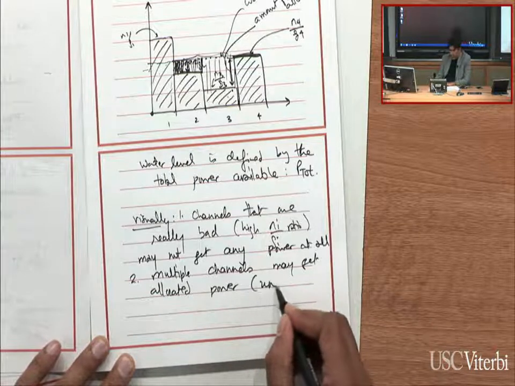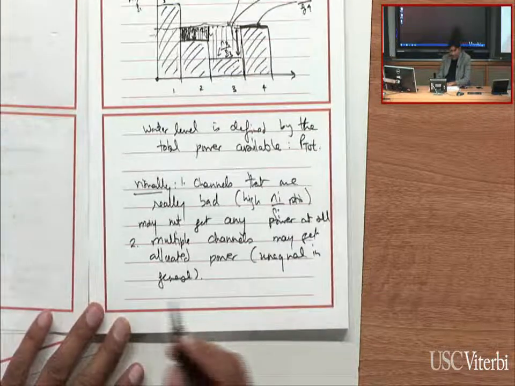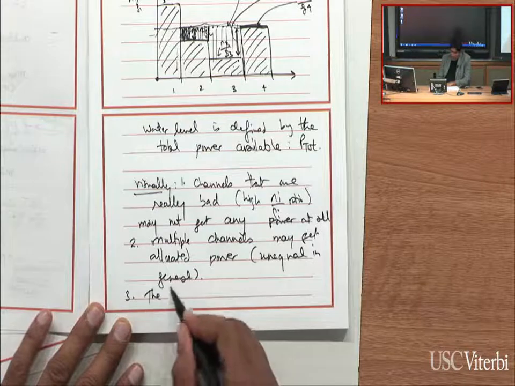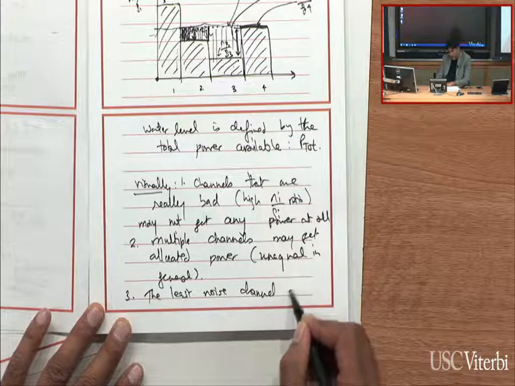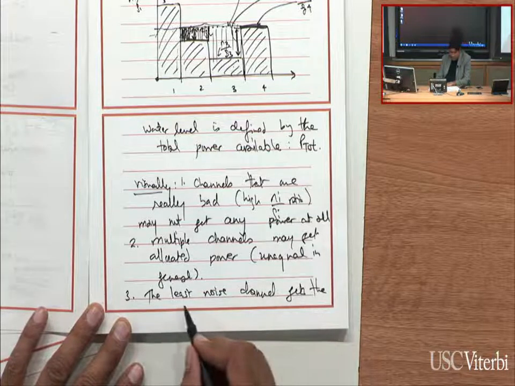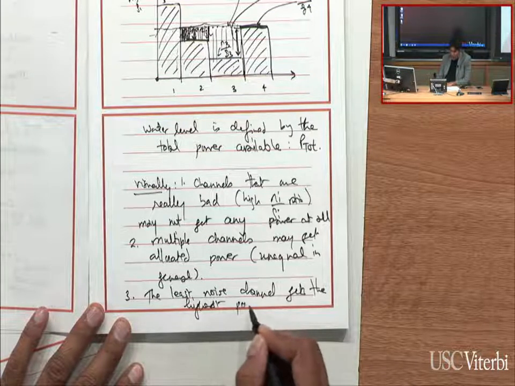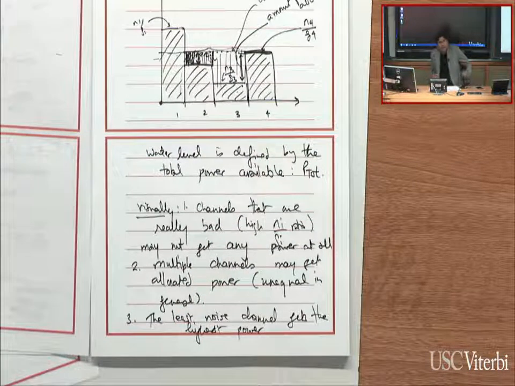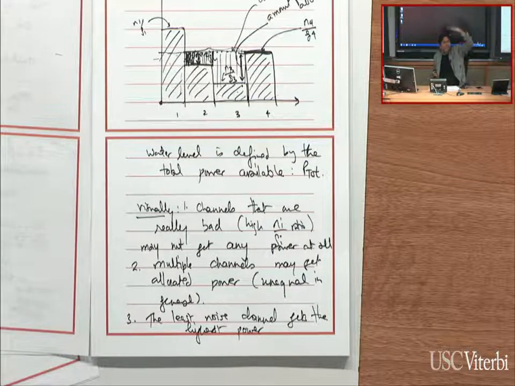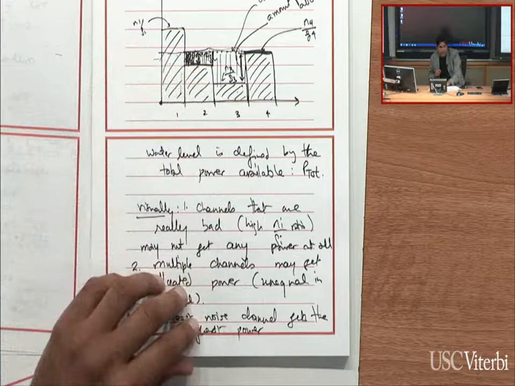Okay? And in particular, these power allocations may be unequal in general. And 3, the least noise channel gets the highest power. So if you were to sort all the channels in terms of how good they are, the channel that's the best will get the most power, the second best channel will get the second most power, the third best channel will get the third most power, and so on in general. Okay. So that's one thing you can see visually from the way this solution is described.